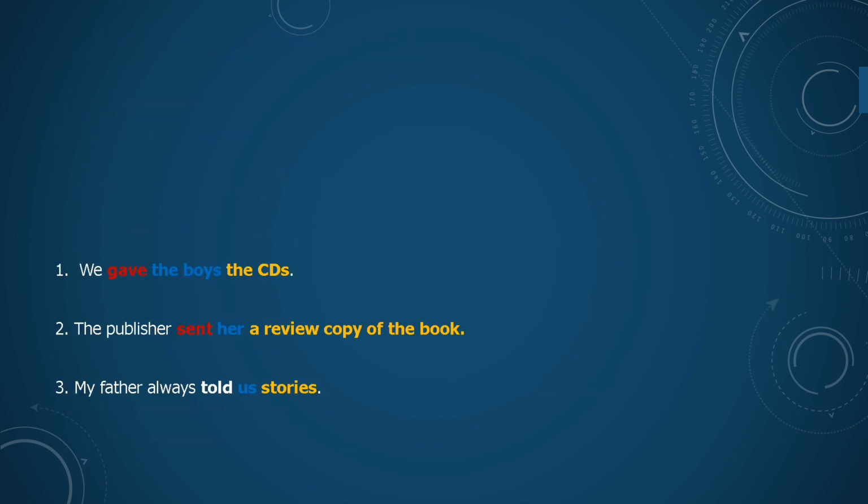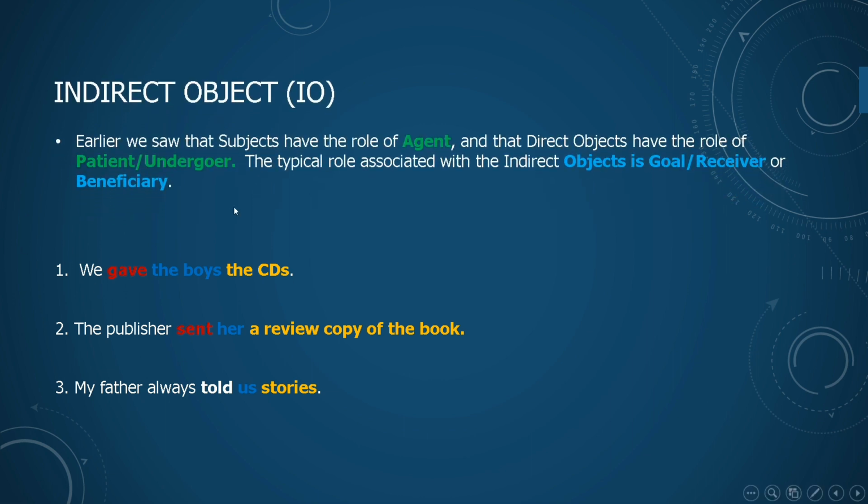And what are the indirect objects? Earlier we saw that subjects have the role of agent or doer of an action, and that the direct object has the role of patient or undergoer. The typical role associated with the indirect object is goal, receiver, or beneficiary. So it takes advantage of the situation, the indirect object.